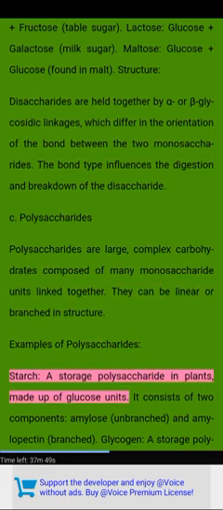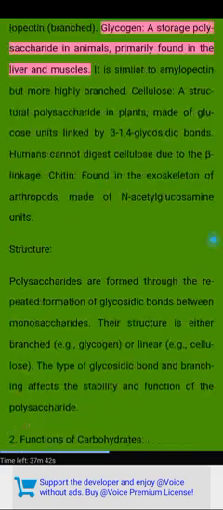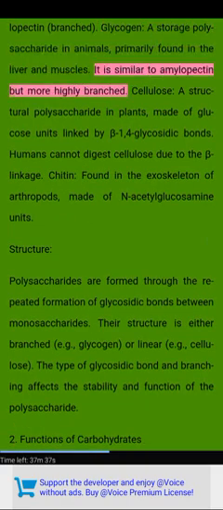Examples of polysaccharides. Starch, a storage polysaccharide in plants, made up of glucose units. It consists of two components, amylose, unbranched, and amylopectin, branched. Glycogen, a storage polysaccharide in animals, primarily found in the liver and muscles. It is similar to amylopectin but more highly branched.